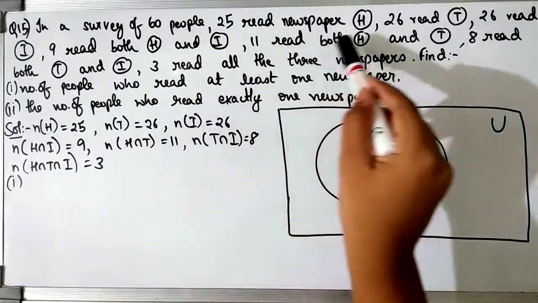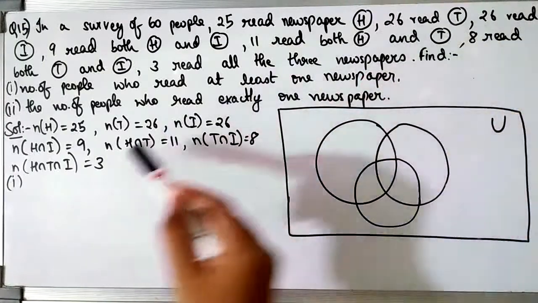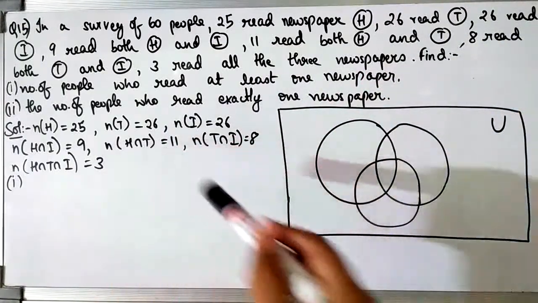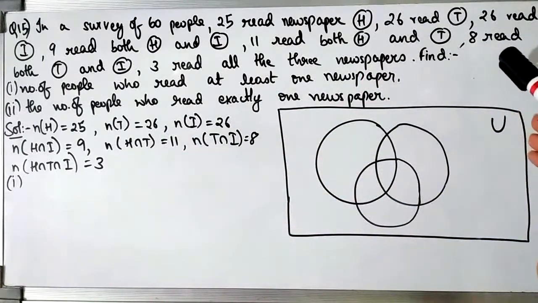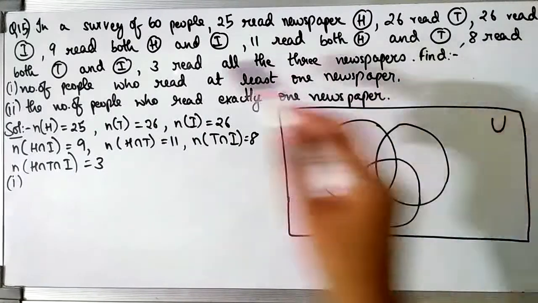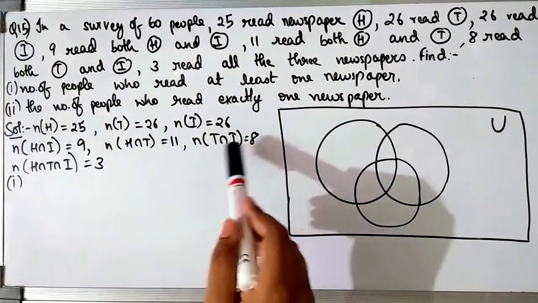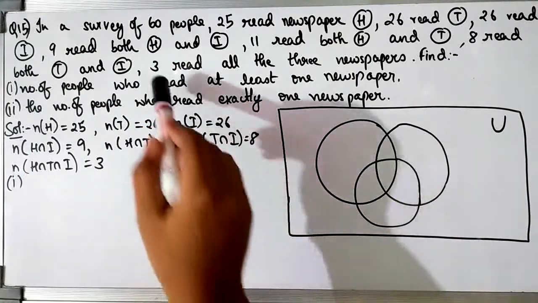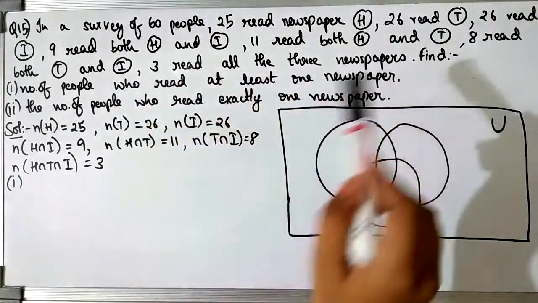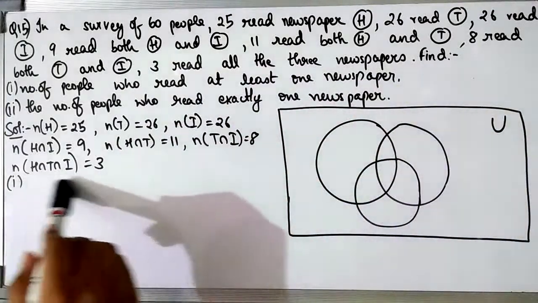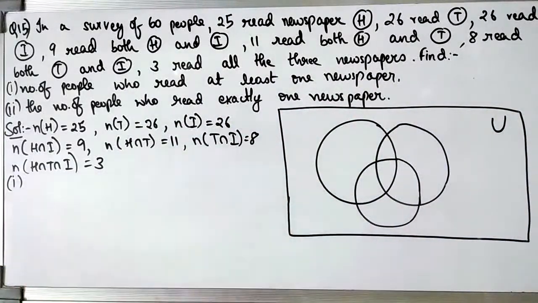Then we have 11 who read both H and T. That is, number of elements of H intersection T will be equal to 11. Then we have 8 people who read both T and I newspapers. That is, number of elements of T intersection I will be equal to 8. And there are 3 people who read all the 3 newspapers. In this sense, the intersection of all the 3 newspapers will be equal to 3.